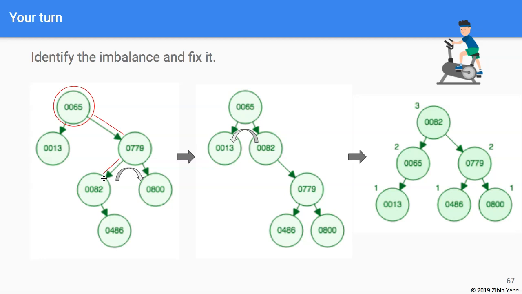And so we basically just take 82 and bring it up to the root of the subtree, and we attach 779 to the right of 82. Keep 800 as the right child of 779, and now we have to take care of the number 486, which used to be the right child of 82, but now we have to attach it as the left child of 779.